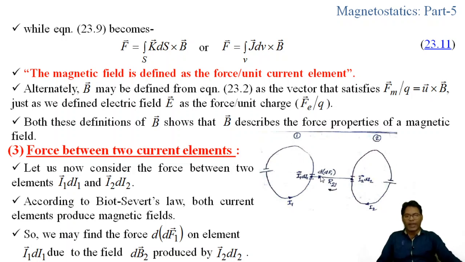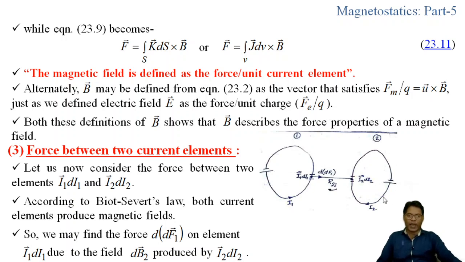Here on the right side you can see the current elements. In current loop 1, the current is flowing in the anti-clockwise direction, and here we have considered a very small length dl1, because it is loop 1, and the current flowing is I1. So the current element we can consider is I1 dl1.